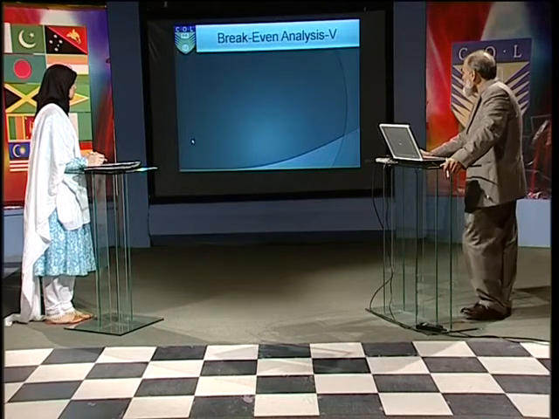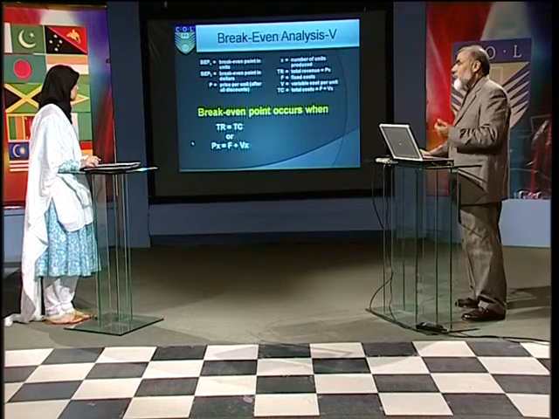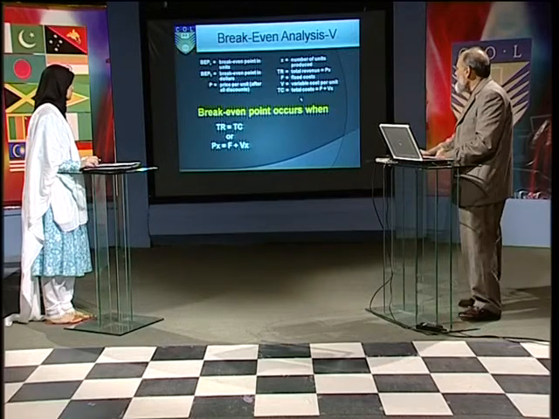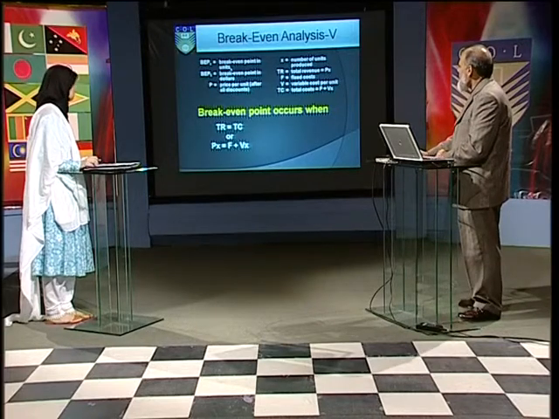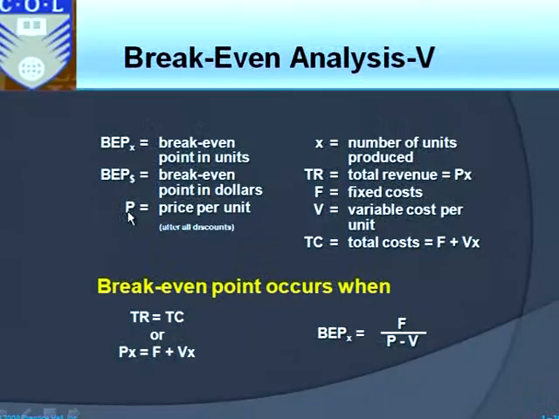We have an algebraic method, actually, that goes behind this graphical method. For example, break-even point could be in number of units. Break-even point is in terms of dollar, where P is the price per unit after all the discounts. X is the number of units produced. TR stands for total revenues, which is PX. F is fixed cost, V is variable cost per unit, TC is total cost, which is equal to F plus VX.